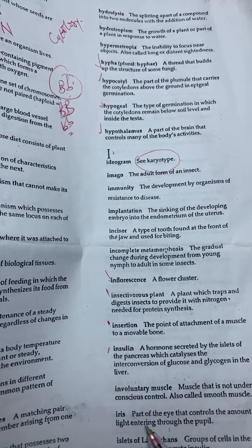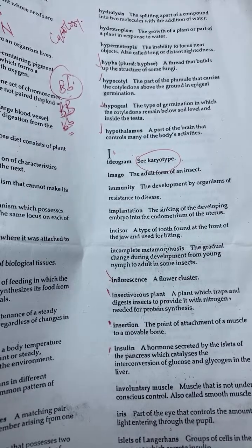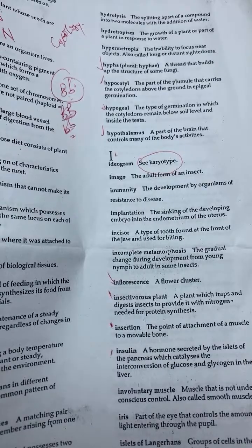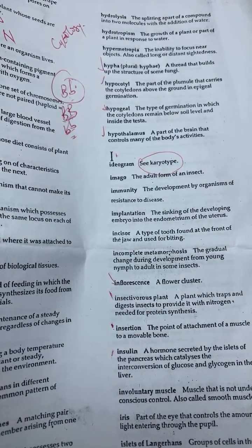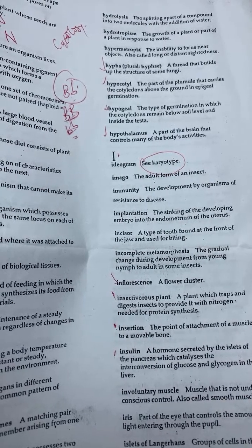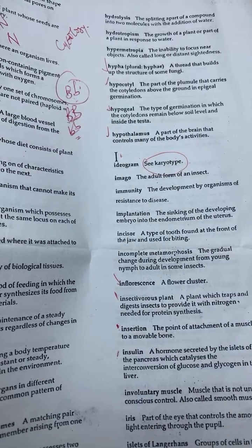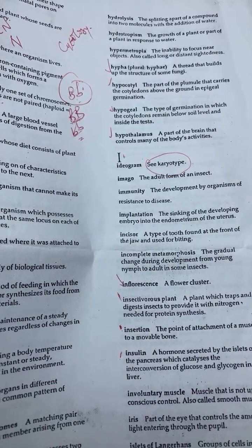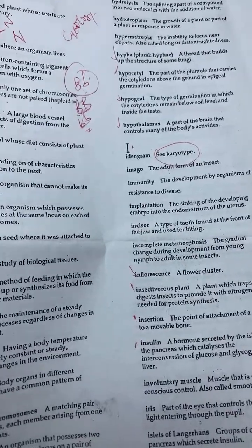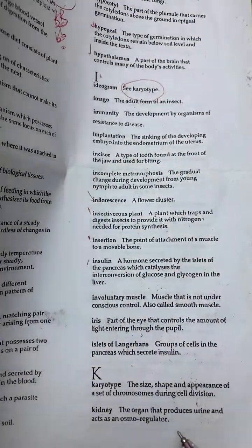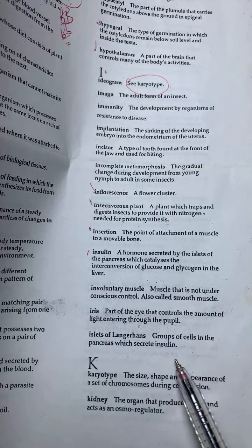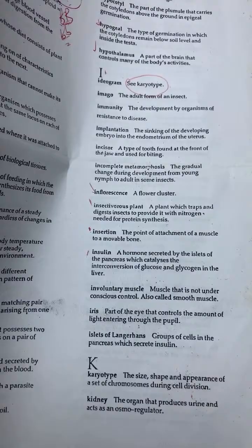Now we'll move on to what we call involuntary muscle. In involuntary muscle, what we are saying is that it's the muscle that is not under conscious control. So if you don't call it involuntary muscle, you can as well call it what? A smooth muscle. And then we have iris. Iris is the part of the eye that controls the amount of light entering through the pupil. Islet of Langerhans. Under islet of Langerhans, we are saying that it is a group of cells in the pancreas which secretes insulin. Are we there now?